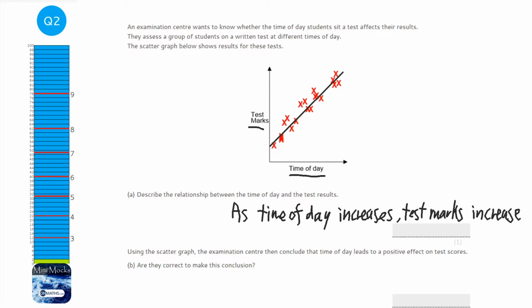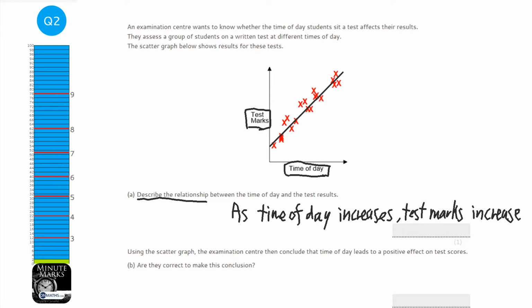So there's a difference between describing the type of correlation or writing the type of correlation and describing the relationship. When you're describing the relationship, it's just as the one at the bottom increases, the one up the side either increases or decreases. So it says, using the scatter graph, the examination centre then conclude that time of day leads to positive effect on test scores. Are they correct to make this conclusion?